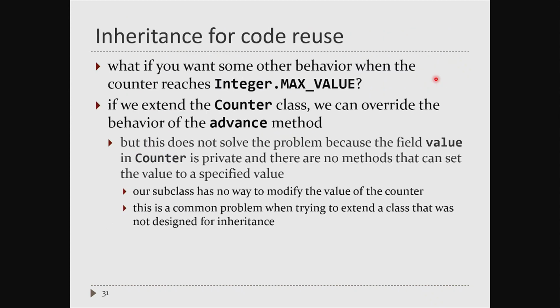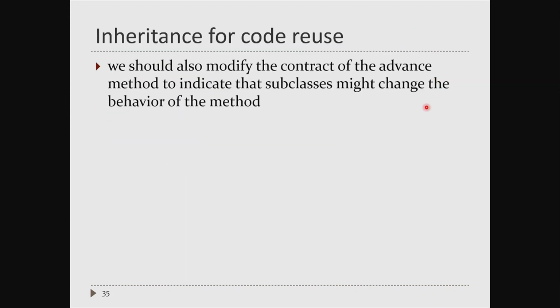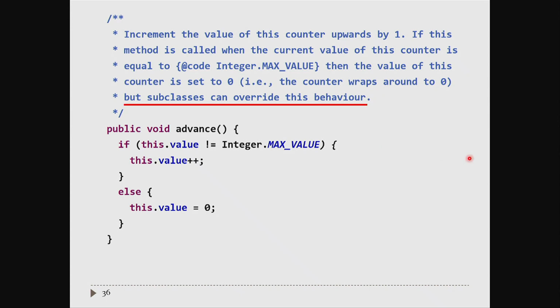So that's what I have to do. I have to modify the contract of advance to indicate that subclasses might change the behavior of the method. So now I'm taking an existing class and adapting it so that it's usable in an inheritance hierarchy. It's easy to change the contract. I'm going to use Counter as my superclass for all counters, so I can predict that subclasses are going to want to change how advance works. I can simply indicate in the contract that subclasses might change this behavior.